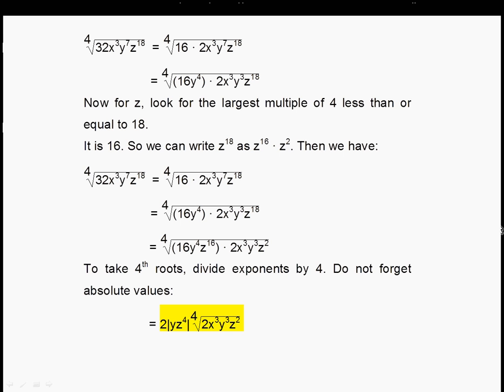So 2 times the absolute value of y z to the 4th times the 4th root of 2x cubed y cubed z squared. Now if you want to, z to the 4th is never negative, so you could drag it out from under the absolute values as well. It's only the y that truly needs to be there.